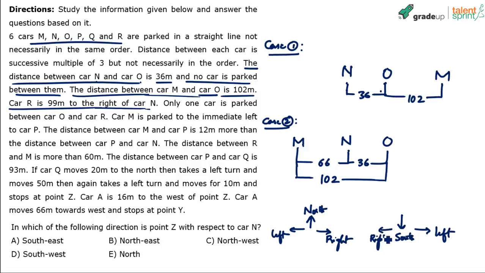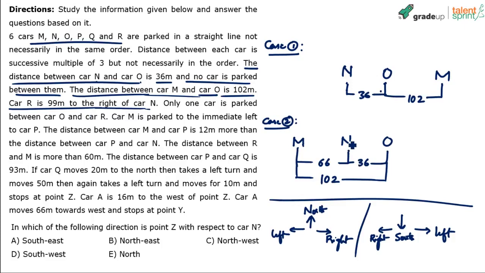Now, in this particular case, he has not mentioned whether the cars are facing north or south. But when nothing is specified, you take it for granted that they are facing towards north. So we are assuming that all the cars are facing north. So left will be left and right will be right. Fine. Now the point is, he says R is 99 meters to the right of N.